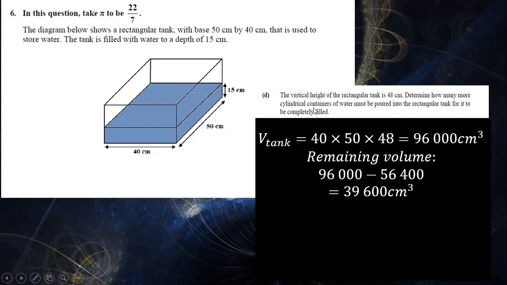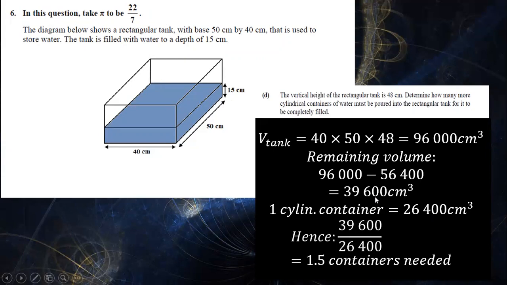So they're focusing on the cylindrical container. How many of those cylindrical containers will it take to fill this up? Well, it's easy. If you know that one cylinder is 26,400, then we divide 39,600 by 26,400, and we need 1.5 containers. Do not round this off to 2. That will be an error, because you can't get 0.5 containers in this case.